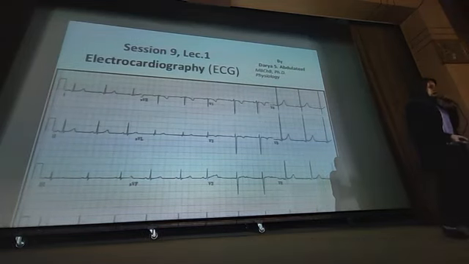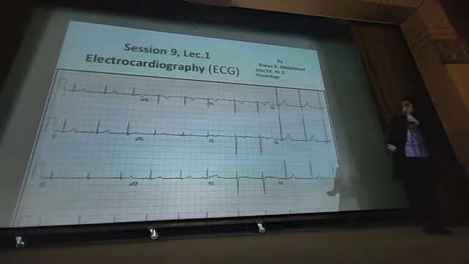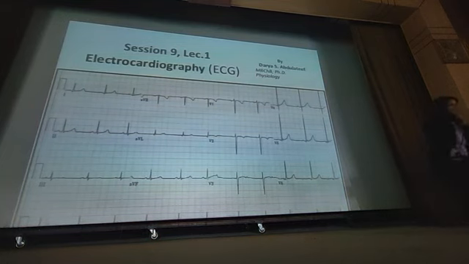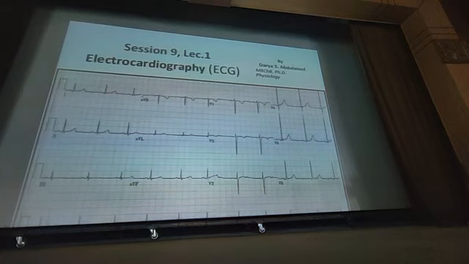Electrocardiography. What's electrocardiography? ECG, many? What's ECG? Electrocardiography. We have electrocardiogram and electrocardiography. Electrocardiography is the process of performing ECG. This is the electrocardiogram, shown on the paper like this. What are these upward and downward waves?